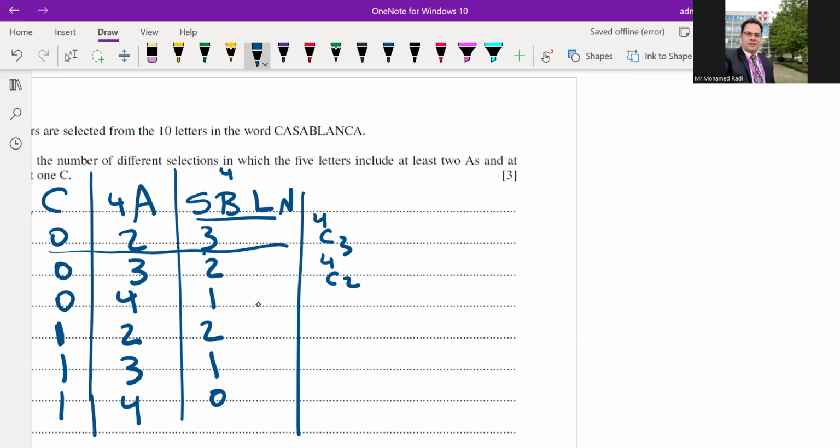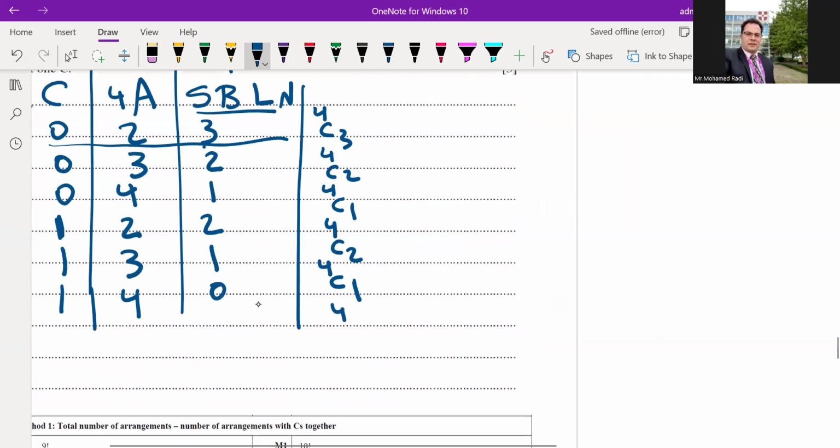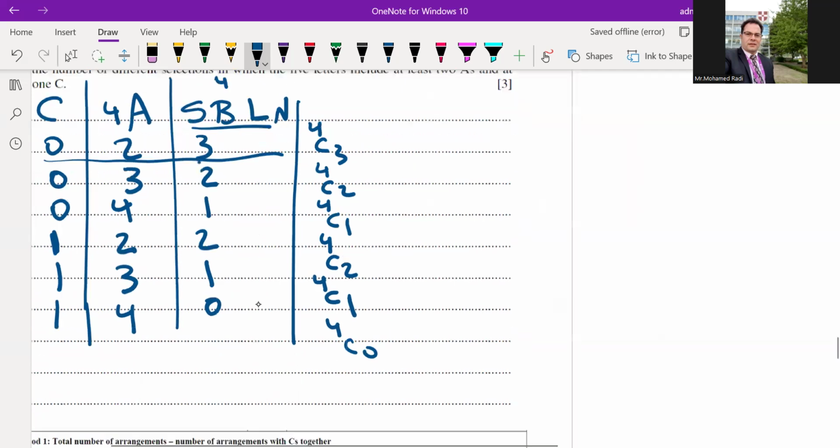Done for 0, but this is also done, so don't try to write it. So for the case with 1 C and 2 A's, 2 are left, so 4C2. Don't try again to select from the repeated letters. Then 1 from C, 3 from A. How many are left to complete your group? It's 1, so 4C1. Then 1 C and 4 A's: how many needed? 4C0.